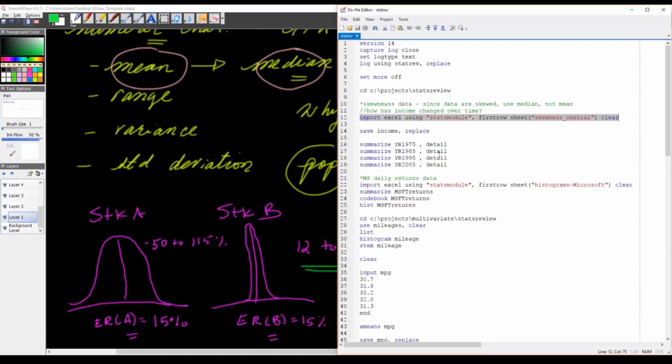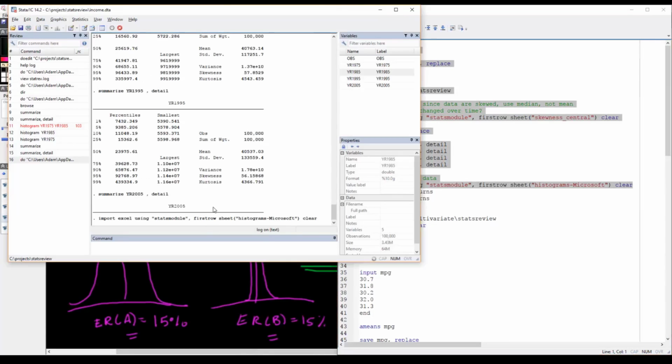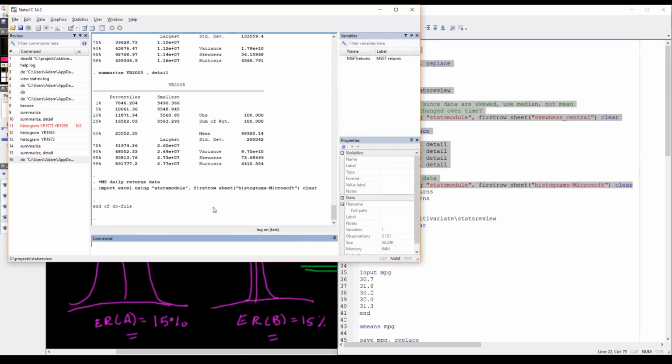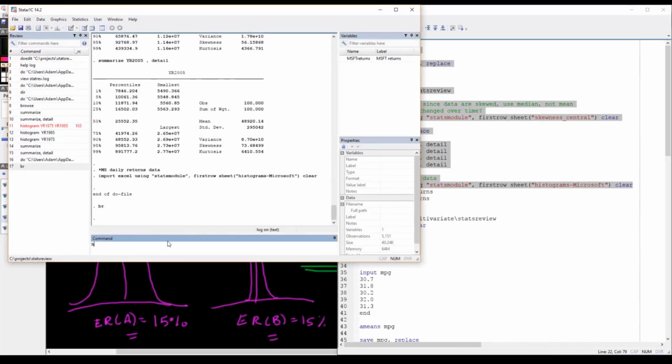If I go to the program and I import this data from a statistics module, I'm going to get daily Microsoft returns from an old stats module. So I'm running the program. Stata is still thinking. It's only because this data is pretty big. Now I've got new data, so I can press browse like I did before, and now I've got one variable, daily returns for Microsoft stock. And this data is going to be much more normally distributed.